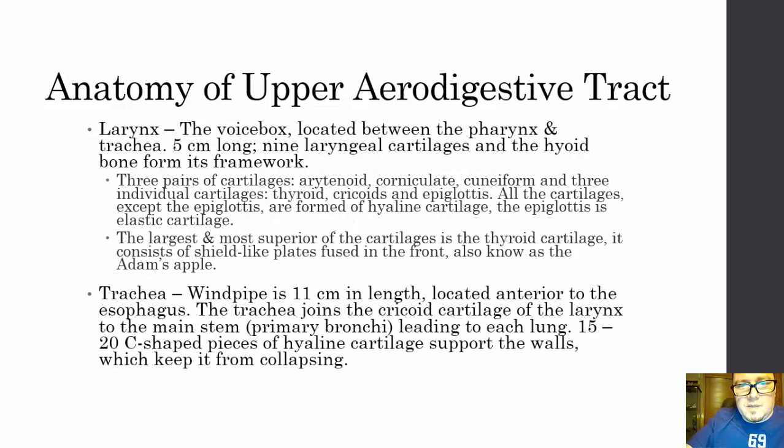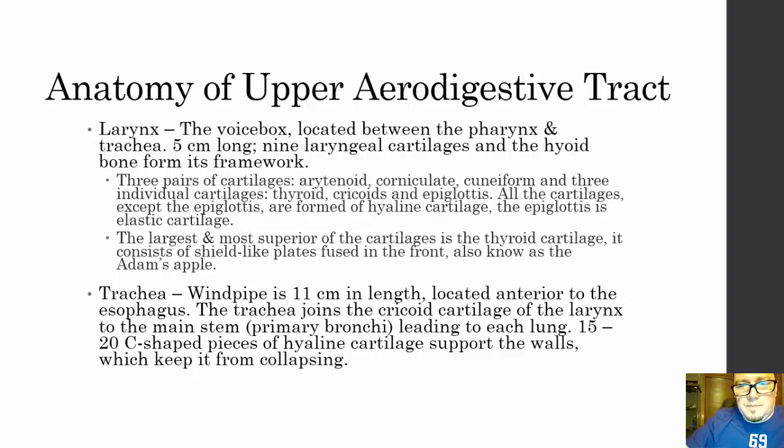Larynx is your voice box. There are 3 pairs of cartilages that make this up. And of those cartilages, the only one that is elastic is the epiglottis cartilage. The others are hyaline cartilages. The largest and most superior, meaning the upper one, of the cartilages is the thyroid cartilage, and that's what makes up your Adam's apple.